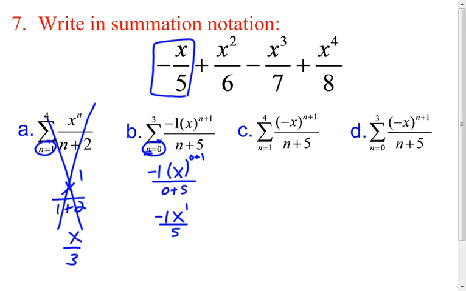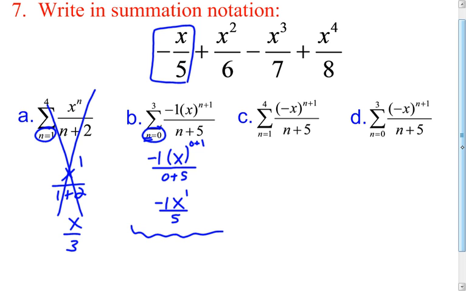So now I'm going to check my next term. This is definitely a possibility. Now I'm going to plug the next number in. So since I plugged 0 in first, I'm going to plug 1 in next. And when I plug in 1 next, I should get the next term, which is this. So now I'm going to check that out. When I plug in negative 1 times x to the, and I'm not plugging in negative 1, I'm plugging in 1, times x to the 1 plus 1 over 1 plus 5.